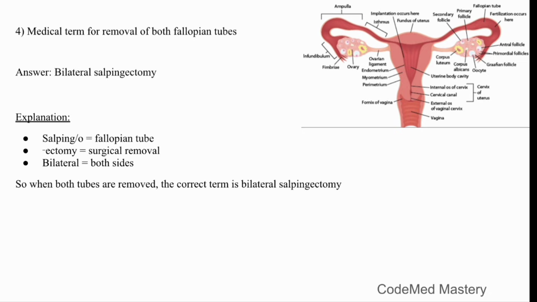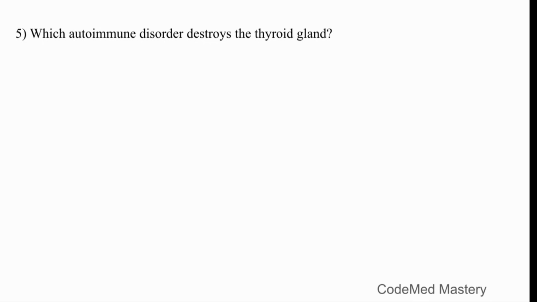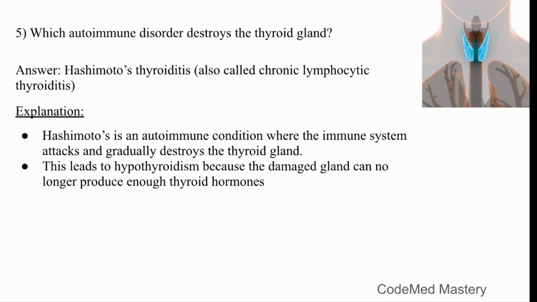Next question. Which autoimmune disorder destroys the thyroid gland? The right answer is Hashimoto's thyroiditis. It is also known as chronic lymphocytic thyroiditis. Okay. Hashimoto's is an autoimmune condition where the immune system attacks and gradually destroys the thyroid gland. So this leads to hypothyroidism because the damaged gland can no longer produce enough thyroid hormones. So Hashimoto's thyroiditis is an autoimmune disorder which destroys the thyroid gland.